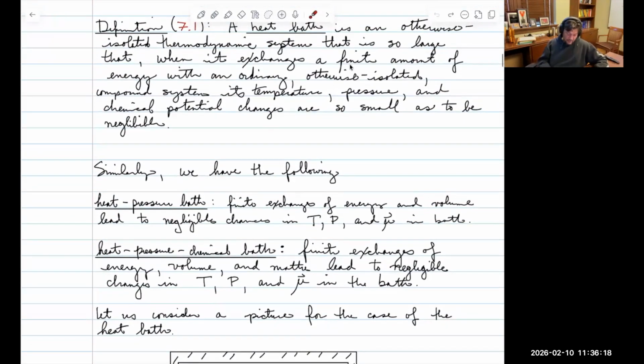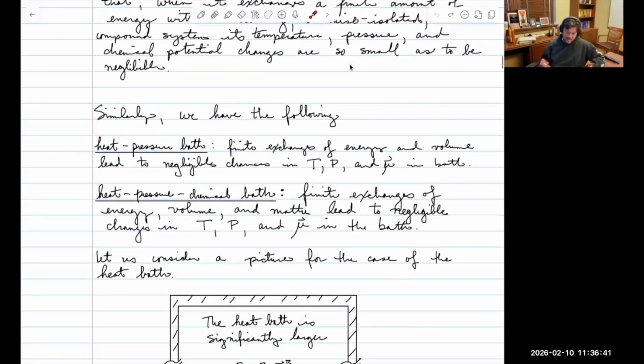Similarly, we can also have what's called a heat pressure bath, and this allows exchanges of finite amounts of energy and volume. But since the bath is so large, this is going to lead to negligible changes in the original states of the temperature, pressure, and chemical potential for the heat bath or for the heat pressure bath. Or I could think about exchanging all three things, energy, volume, and matter. And this is what's called a heat pressure chemical bath.